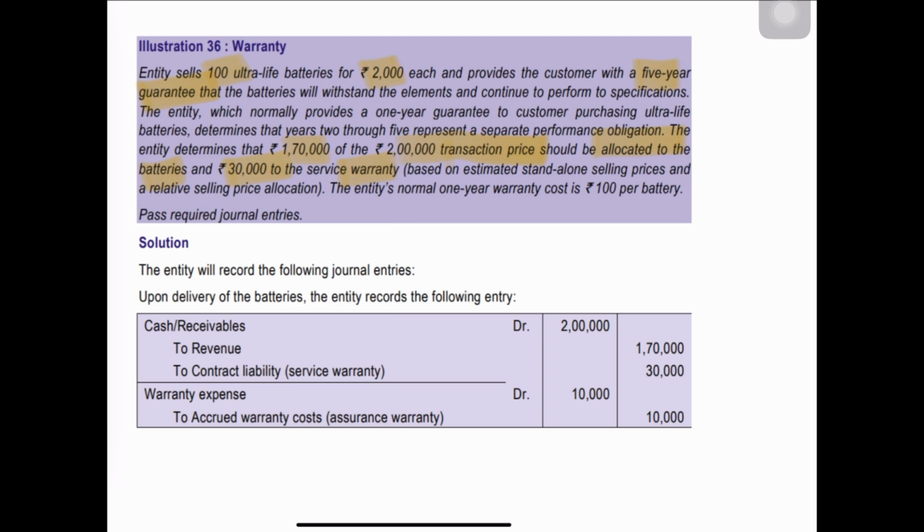So here let's see how the journal entry is to be made. Here also we are receiving 200,000 as cash, so cash to be debited, and revenue to be credited only 170,000, and 30,000 which is the allocated price towards warranty, for which you have to create the contract liability. And for warranty expenses you have to make an accrual of 10,000 rupees, debit warranty expenses and credit accrued warranty costs.